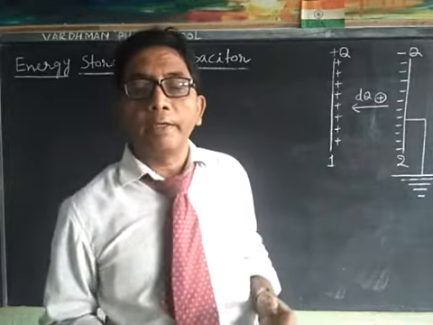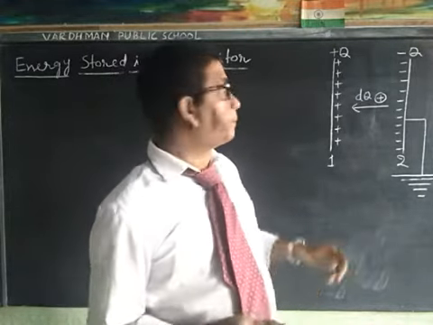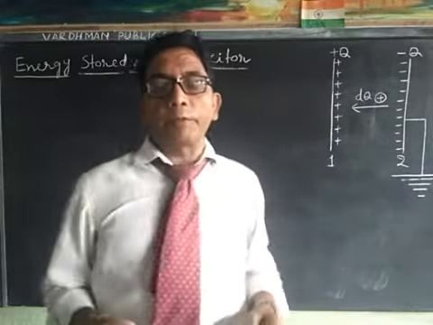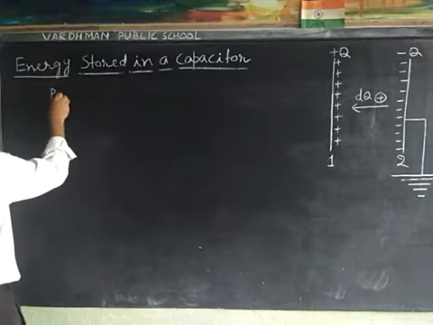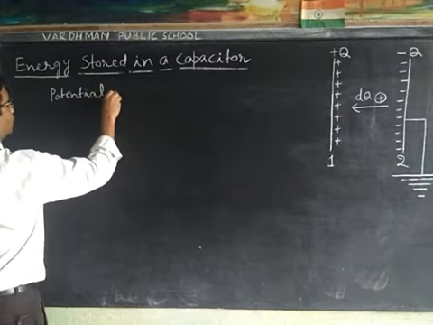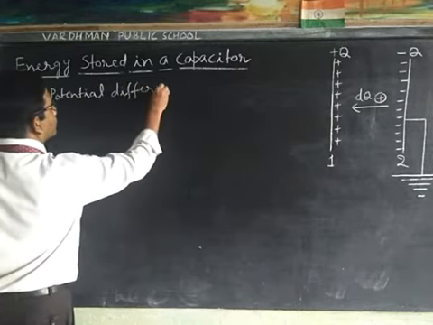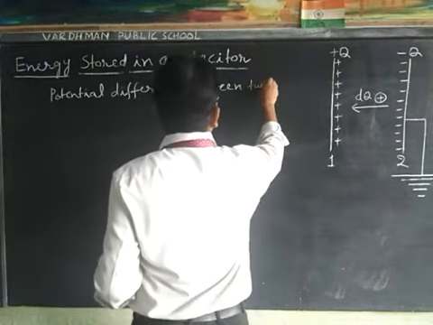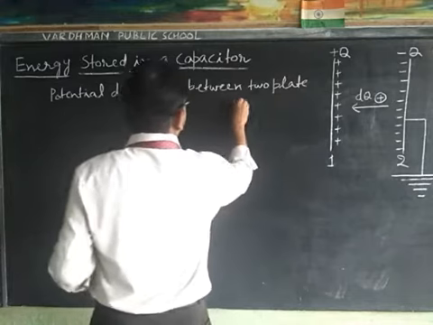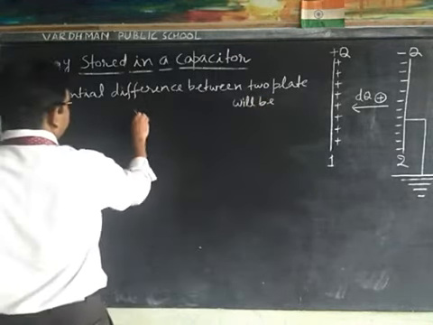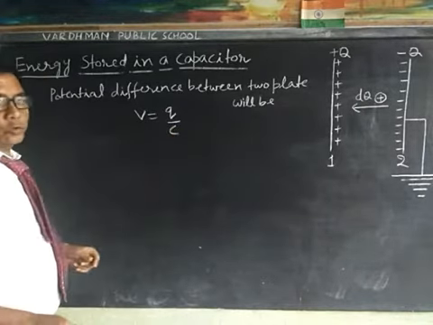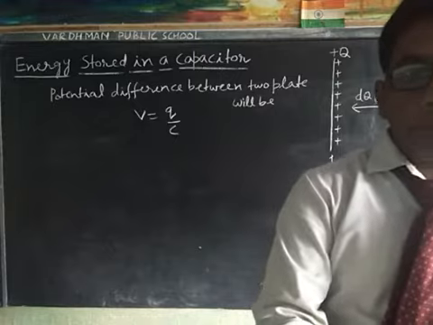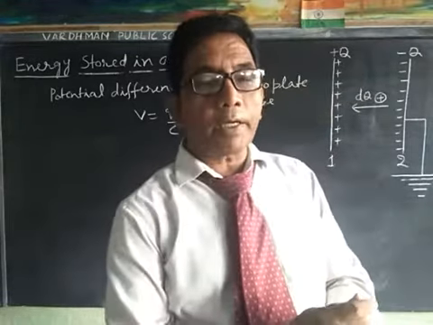Suppose at any instant plate 1 and plate 2 have charge plus Q and minus Q. Therefore, the potential difference between the two plates will be V is equal to Q upon C, where V is the potential difference, Q is the charge, and C is the capacitance of the capacitor.